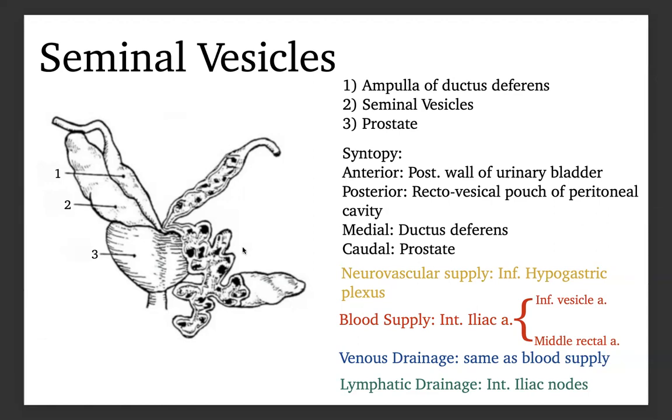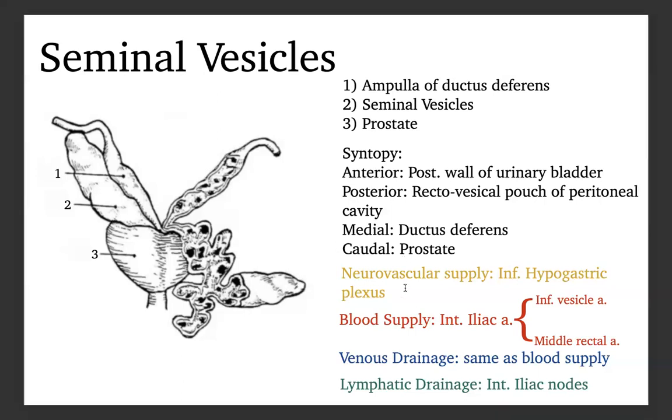When you talk about the syntopy of the seminal vesicles, what you need to remember is that the seminal vesicles are present behind the urinary bladder. So the anterior syntopy would be the posterior wall of the urinary bladder. Then you have the posterior syntopy, which is, posteriorly, you have the rectovesical pouch of the peritoneal cavity. Medially, as you can see in this diagram, you're going to have the ductus deferens. So towards the body would be the ductus deferens, and caudally, so below the seminal vesicle, you're going to have the prostate.